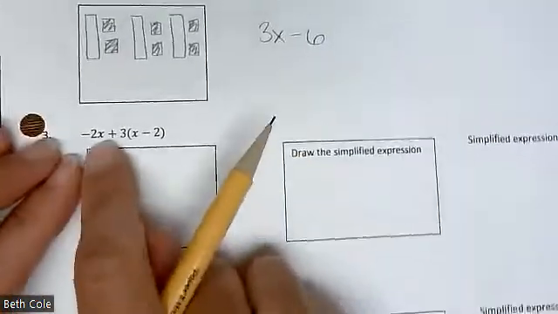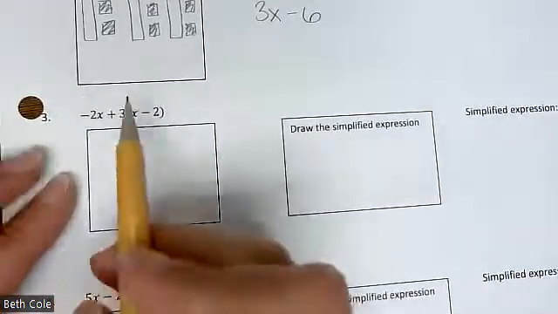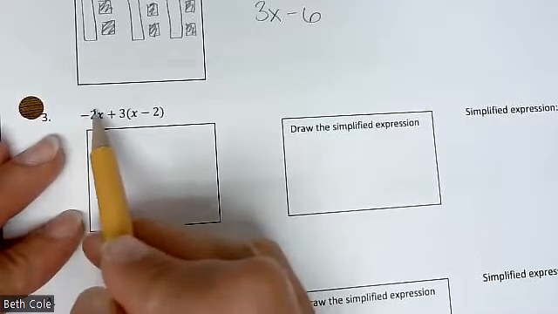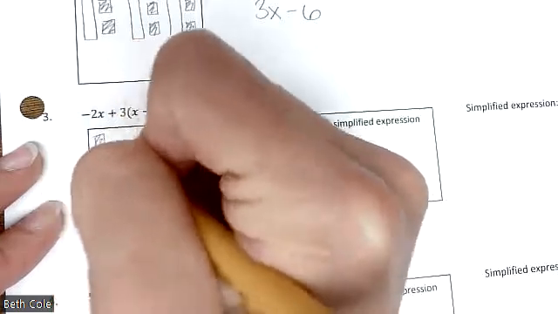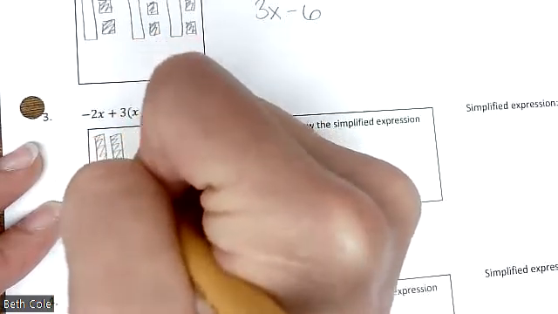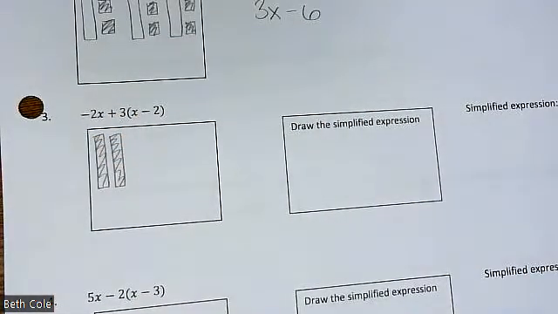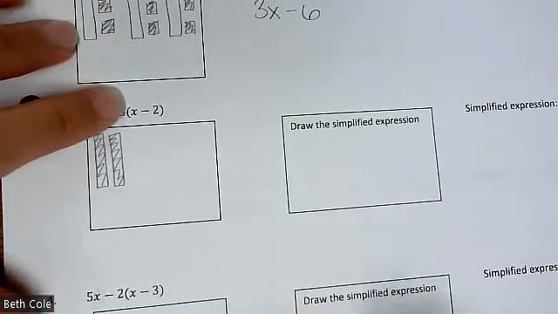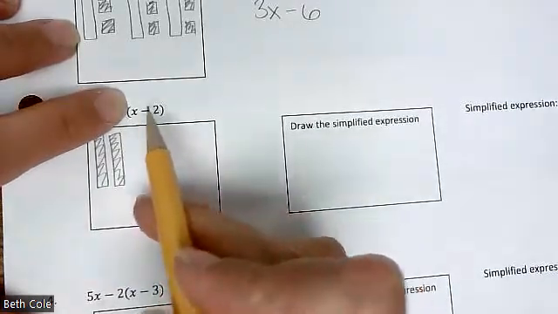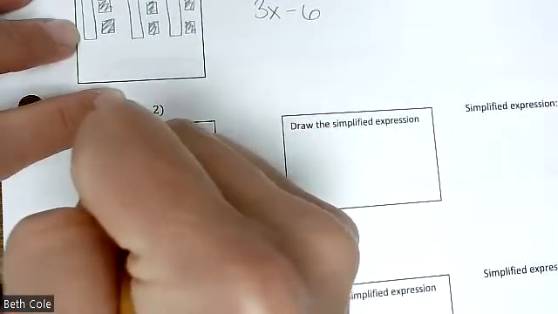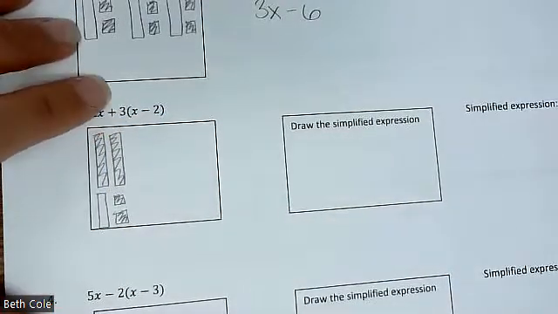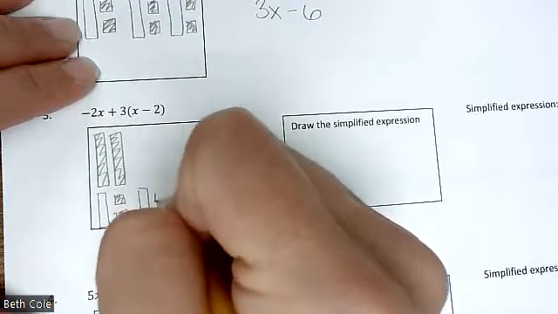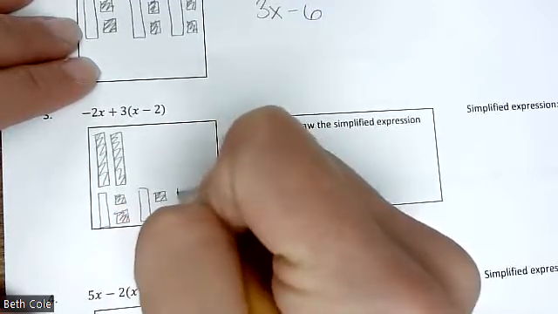Okay. So for this one, -2x, what would I draw for a -2x? Just that first part. Or 2 shaded rectangles. Good. So here's your -2x plus 3 parentheses x - 2. So again, when you have parentheses, you cover up the number out front. We're going to draw an x - 2. So a rectangle and then 2 little shaded squares. But then you want 3 of them. So just do 3 of them.